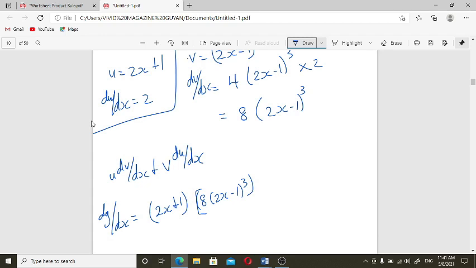Positioning is off. Just allow me a moment. Let me just realign myself.